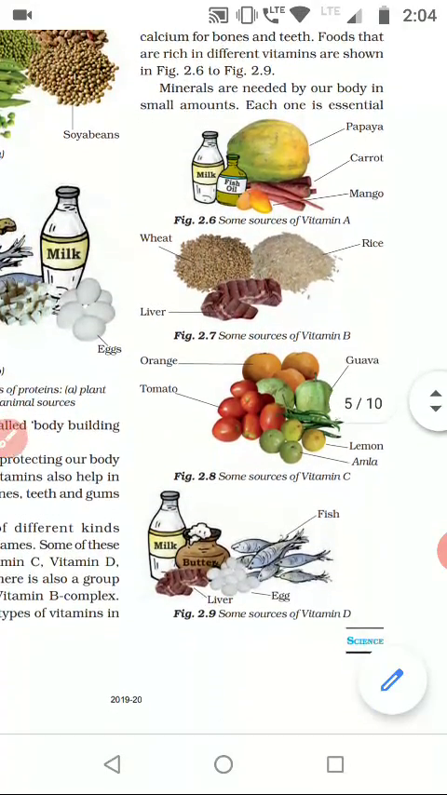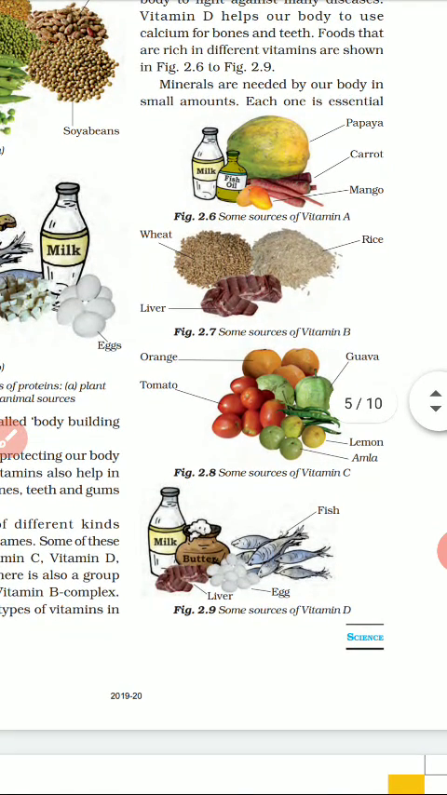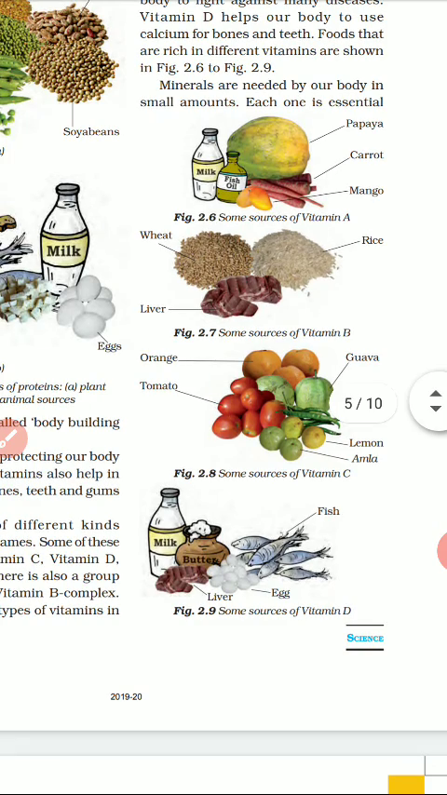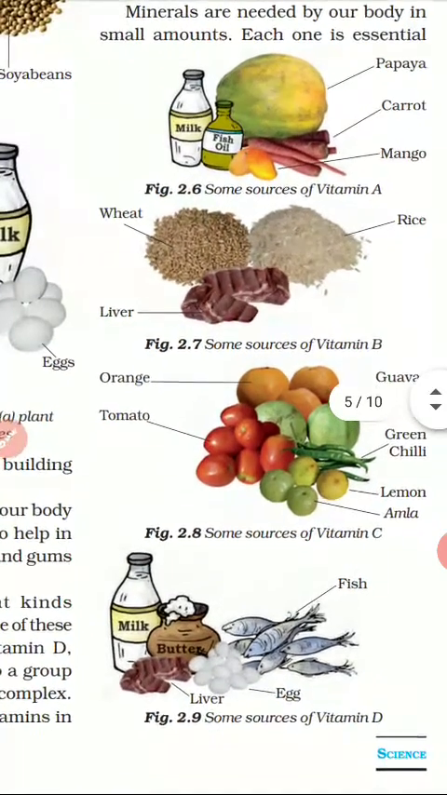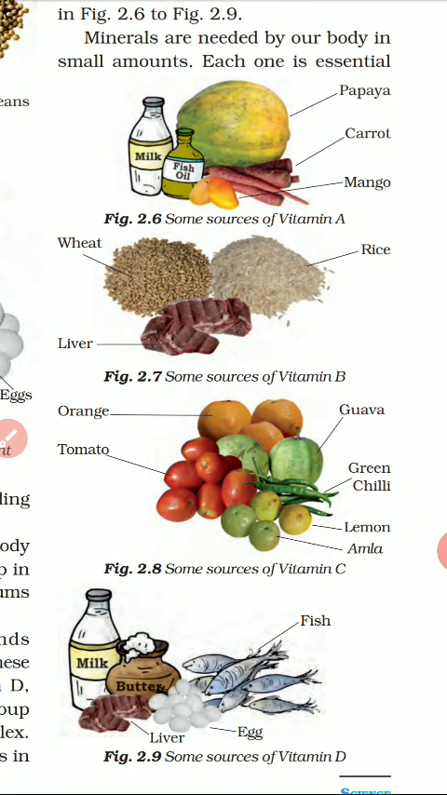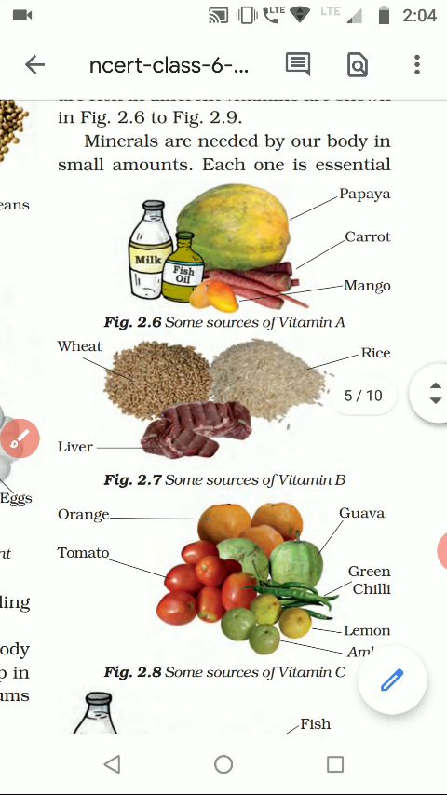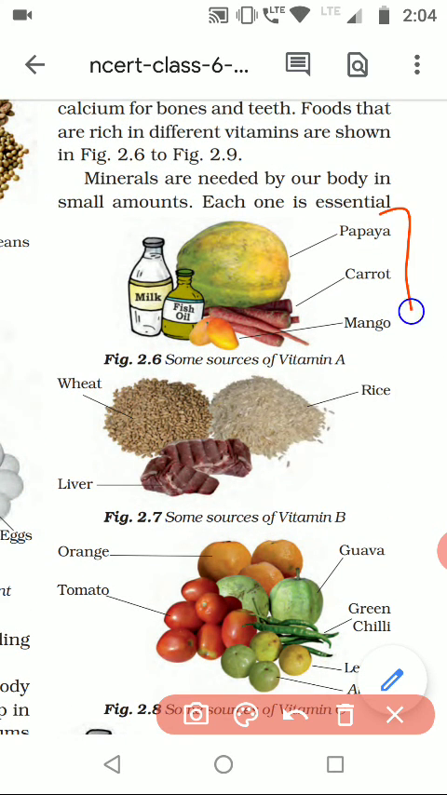Now let us move to this picture, figure number 2.7. Some sources of vitamins. This is the diagram here. Some sources of vitamin A are papaya, carrot, mango, milk, and fish oil. These are rich in vitamin A. Then sources of vitamin B are rice, wheat, and liver of any organism. So these are rich in vitamin B.